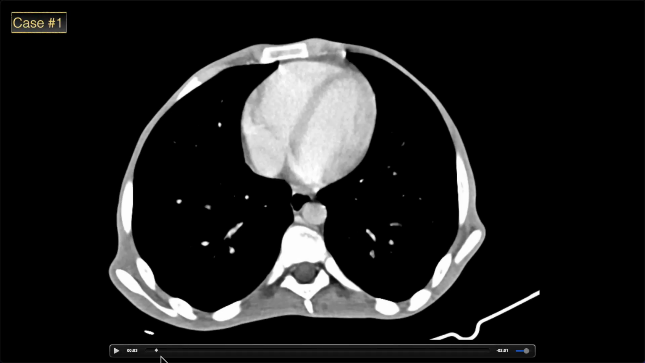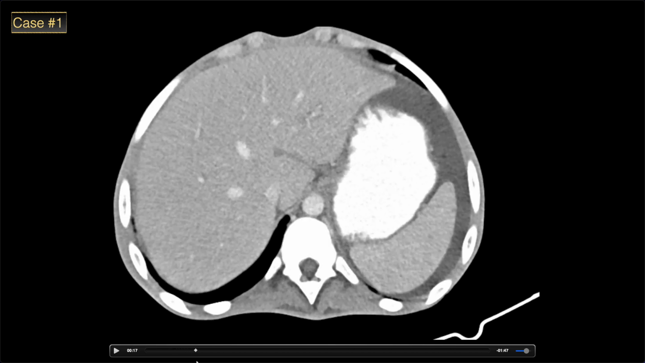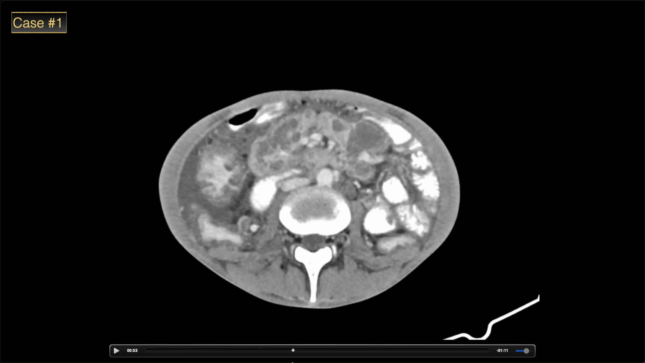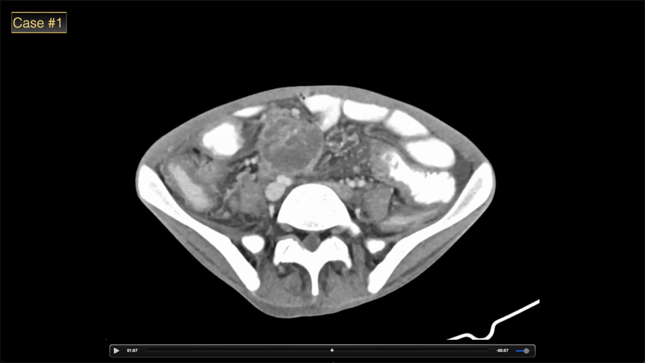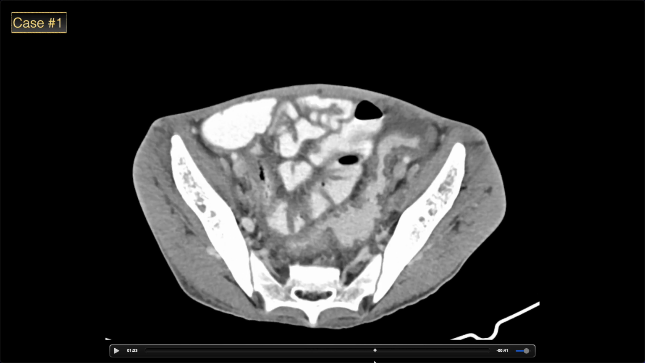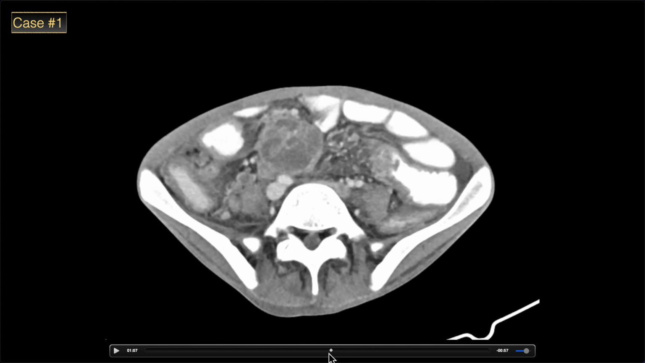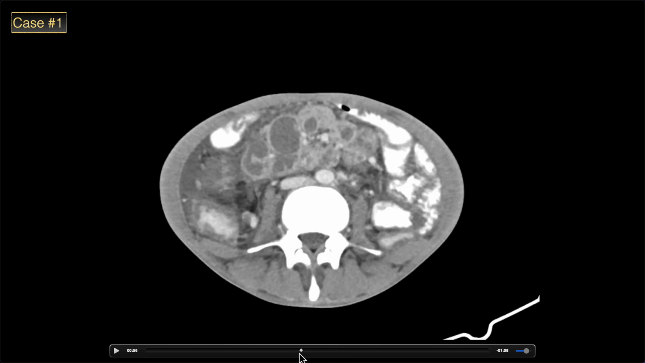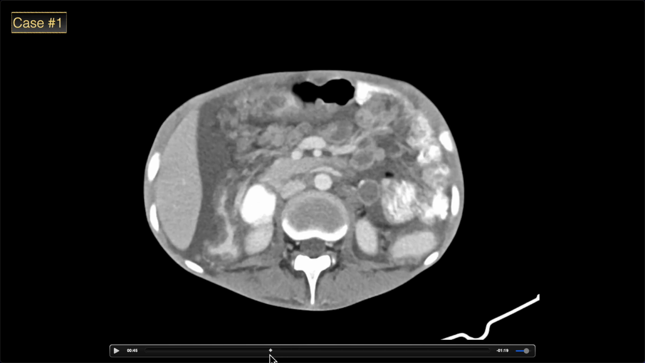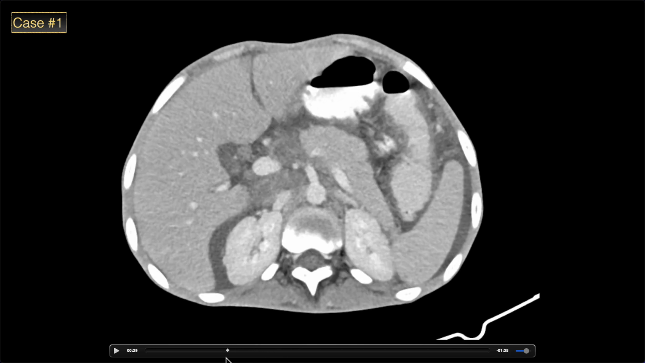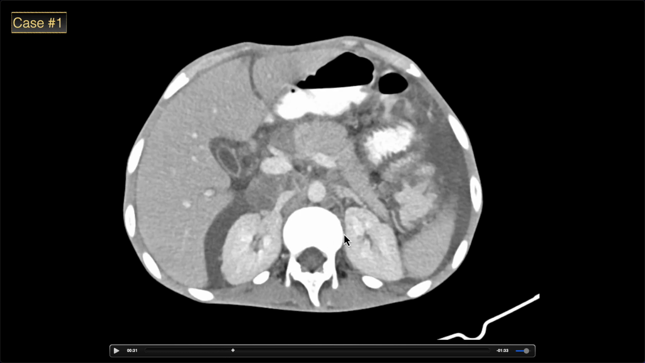For our first case, we have a young male presenting with abdominal pain. And scrolling through the abdomen and pelvis, there's ascites, there's bowel thickening, and there's a bunch of these cystic appearing masses. There's this large conglomerate in the central mesentery, and then also throughout multiple nodal chains in the abdomen.